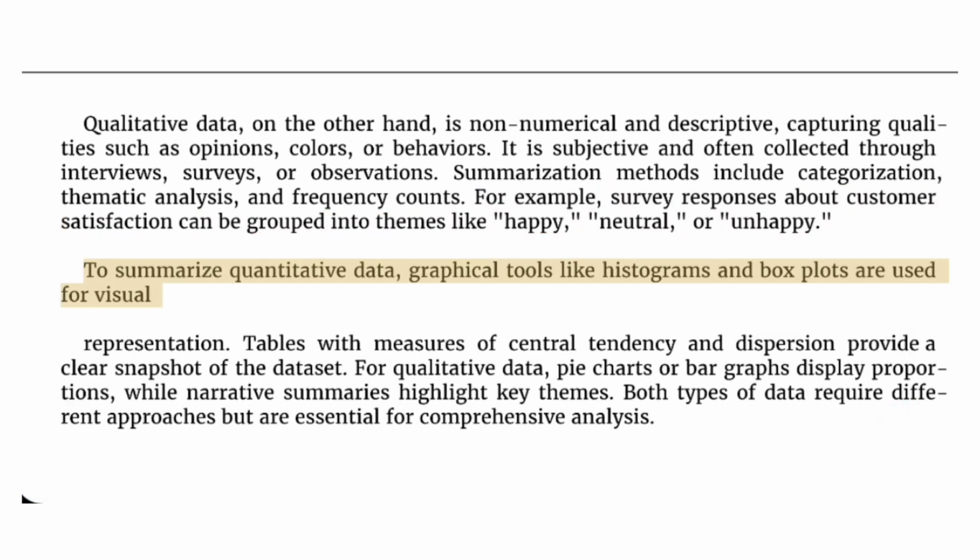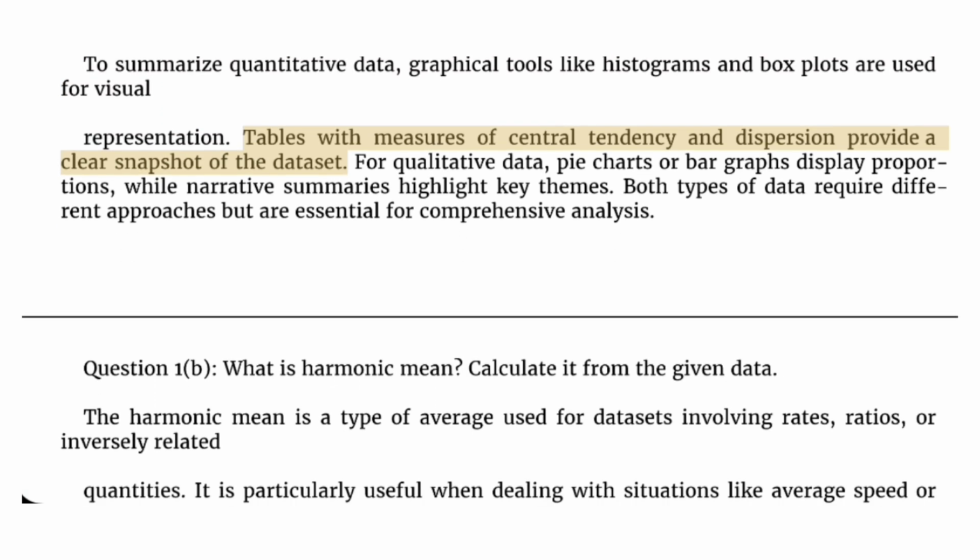To summarize quantitative data, graphical tools like histograms and box plots are used for visual representation. Tables with measures of central tendency and dispersion provide a clear snapshot of the dataset. For qualitative data, pie charts or bar graphs display proportions, while narrative summaries highlight key themes. Both types of data require different approaches but are essential for comprehensive analysis.